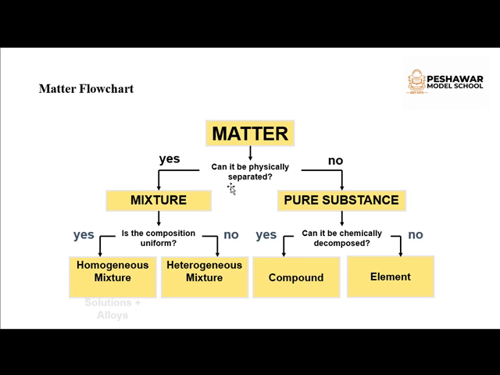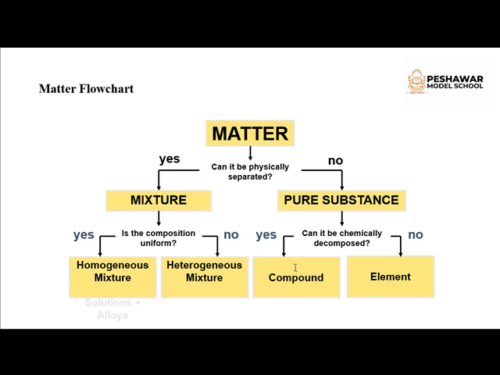Now you can see over here, this is a flow chart. Matter, if it can be physically separated, will be a mixture, or if it cannot be physically separated, we call it a pure substance. Now the mixture can be of two types: if the composition is uniform, the same everywhere in the mixture, we call it a homogeneous mixture. We have already given examples. While if the composition is non-uniform, we call it a heterogeneous mixture.